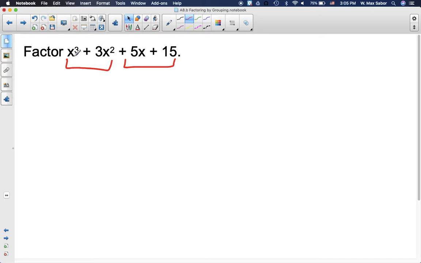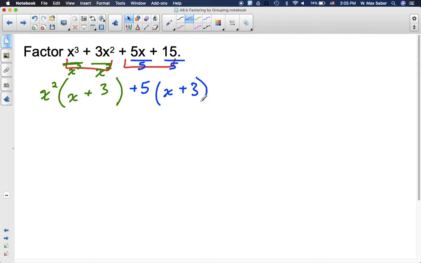So here, the greatest common factor between these two is x squared. What's left over is, we're going to divide this by x squared, divide that by x squared, and we'll get x plus 3. For the second one, these are both divisible by positive 5, so we'll divide by positive 5, and that will give us x plus 3.